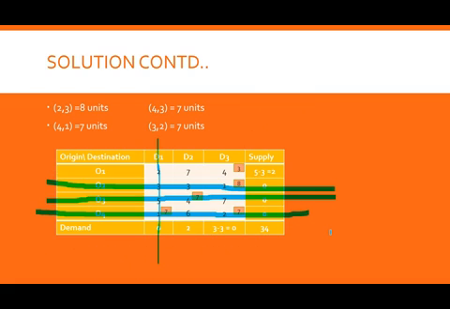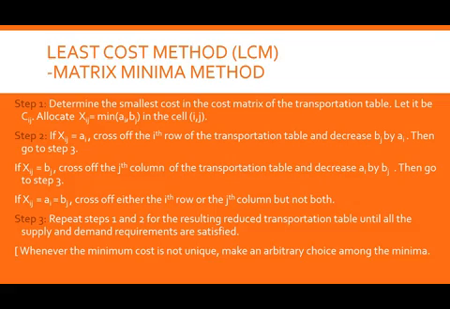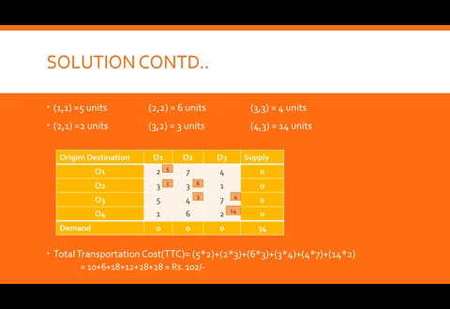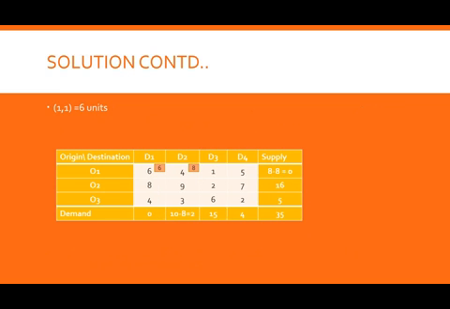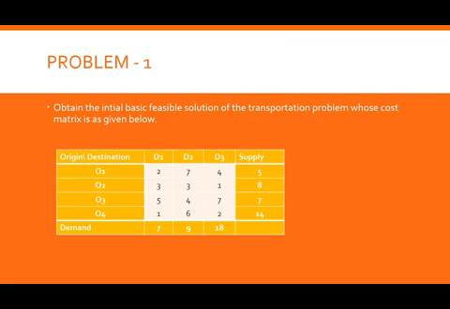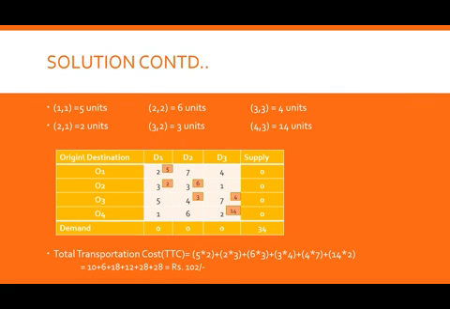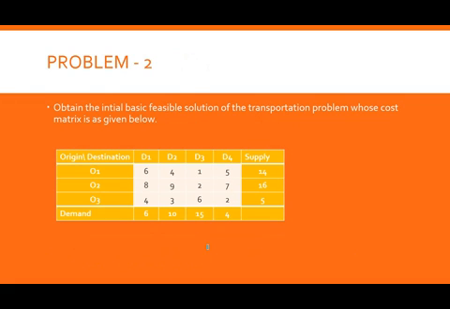Same problem I had solved using northwest corner rule. What was the answer? I had got 102 rupees. Now I got 83 rupees. So in this problem, least cost method is giving us a better solution than 102 rupees. Let me take the second problem and solve it using least cost. So this was the problem considered.